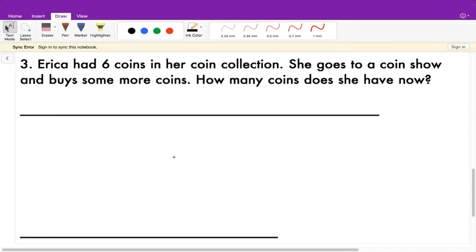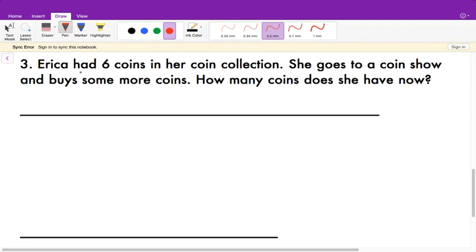This problem is sounding a lot like the last problem. Can you find something that is the same in problem number 3 as problem number 2? What is the same? Oh, I see. Where it says buys more. She goes to a coin show and buys more, just like they were buying more in the last problem. So that lets me know this one is probably a start change result too.